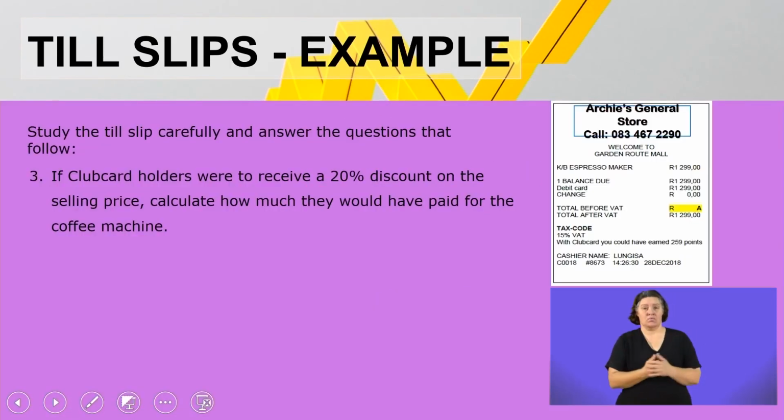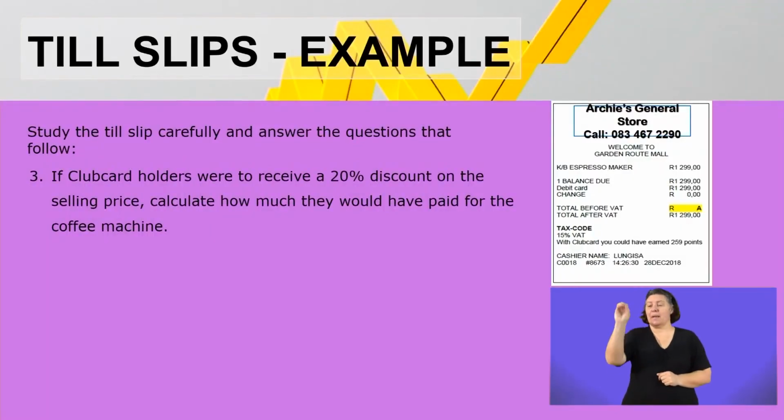Okay, so now the third question. If a club card holder were to receive a 20% discount, remember to underline the important words or highlight. So it's 20% discount on the selling price. Calculate how much they would have paid for the coffee machine. All right, so it's a club card holder, 20% discount on the selling price. So what is our selling price? We already indicated that's 1,299.